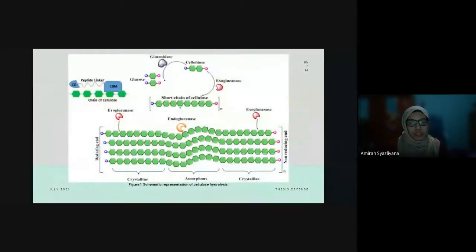Based on the figure, it shows a representation of cellulose hydrolysis. The endoglucanase will break down the cellulose chains by targeting internal sites, hence will produce new chain ends. And then the exoglucanase will release cellobiose or glucose by removing the subunits at both reducing and non-reducing ends of the cellulose chain. And also, it was reported that endoglucanase was discovered to have a weaker attack on the non-crystalline area compared to exoglucanase.